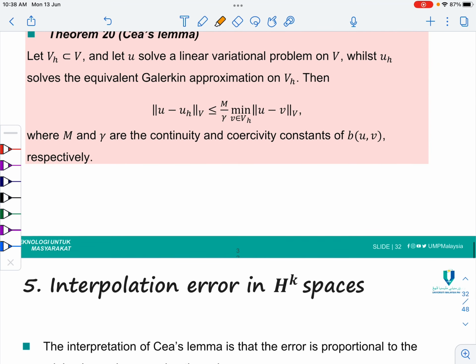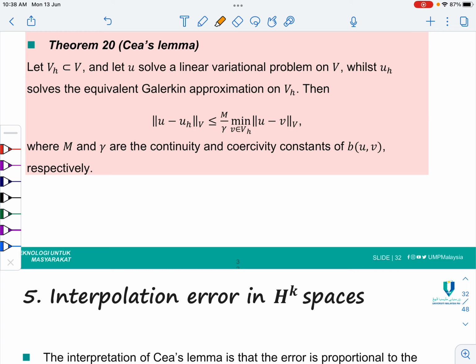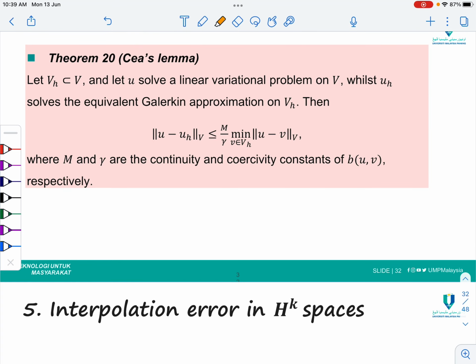Okay, next we will talk about interpolation error in H^k spaces in the next video.